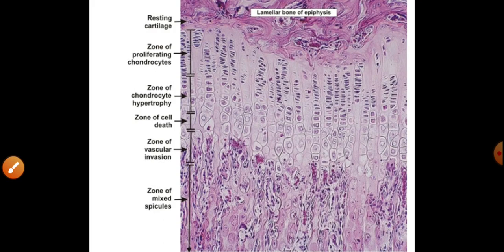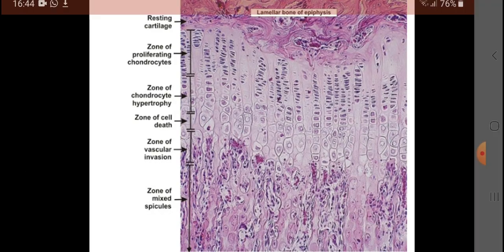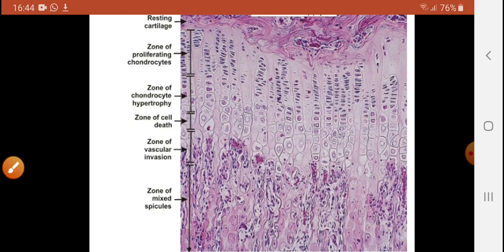This is another picture and it's already labeled. We have the resting zone, the proliferating zone, so it's already labeled. I'm not going to say that again.